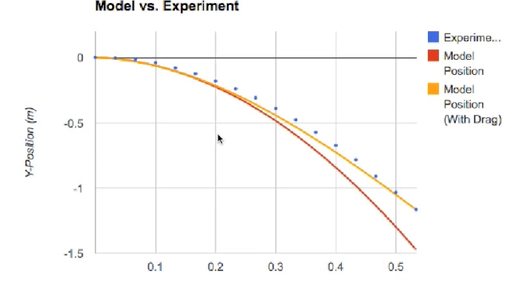Using data from the experiment, the computational model without the drag force taken into account, and the model with drag force taken into account, I made this graph. As you can see, the experimental data and the model taking drag force into account match up much better than the experiment's data and the model accounting only for gravitational force.